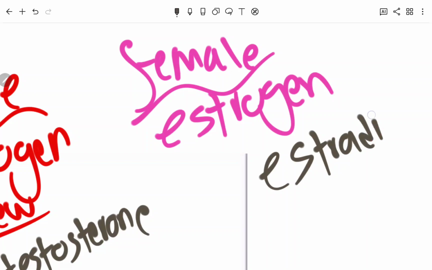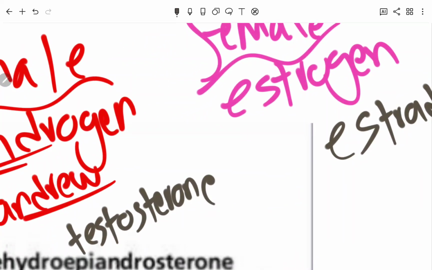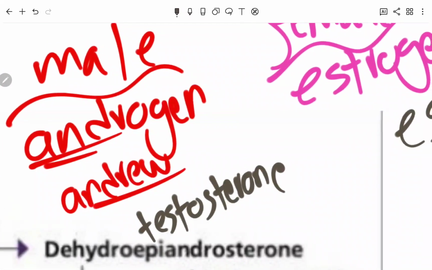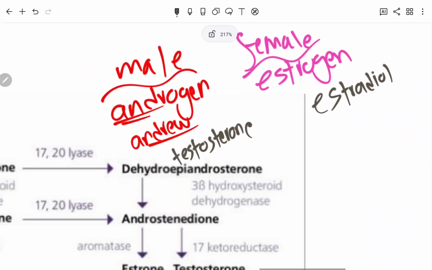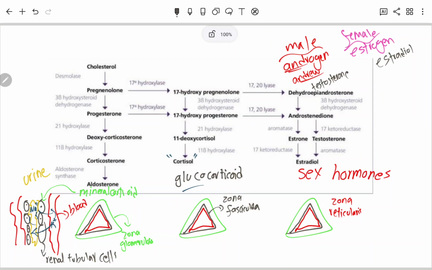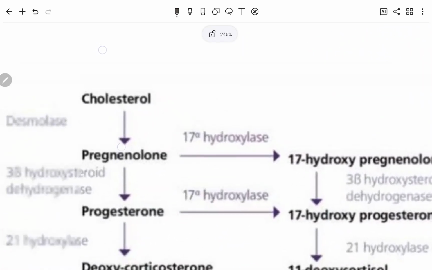And please don't forget that even females have a little bit of testosterone, a little bit of androgens in their bodies, but at very low quantities. And even the males have very low quantities of the female estrogens. You see? So the predominant sex hormones in the males are androgens, whereas the predominant sex hormones in females are the estrogens. Now, all the corticosteroids, no matter their type, come from cholesterol.